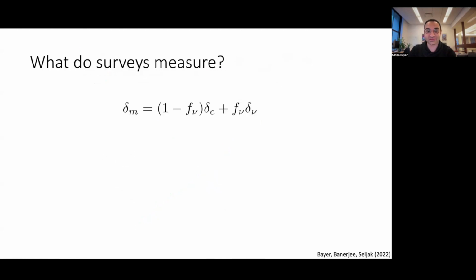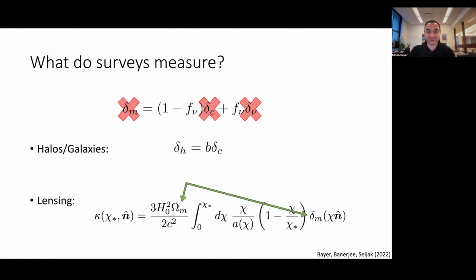And so the next question to ask is, what do surveys actually measure? So looking at this equation again, surveys don't measure delta nu. If they did, we'd have amazing constraints on neutrino mass. They also don't quite measure delta C. They actually measure halos and galaxies, which are a biased tracer of CDM. And so here I've just shown the equation for a linear bias model, but in practice, this could be much more complicated. And they also don't measure delta M. They measure lensing, and lensing is an integral of delta M over the line of sight. And so it compresses a 3D delta M field down to a 2D delta M field. And also there's this prefactor out of the front, which depends on cosmological parameters such as omega m.